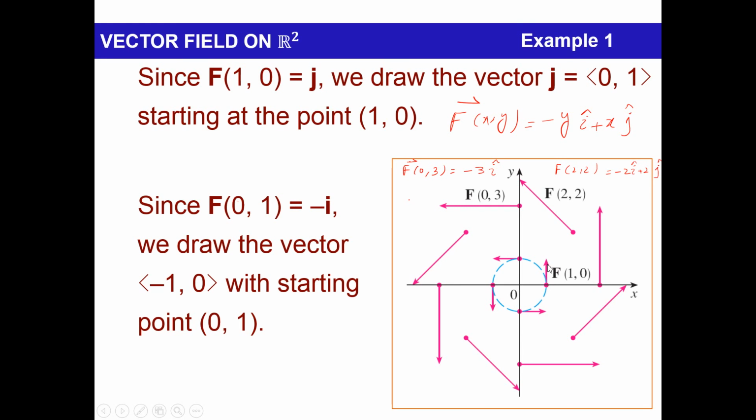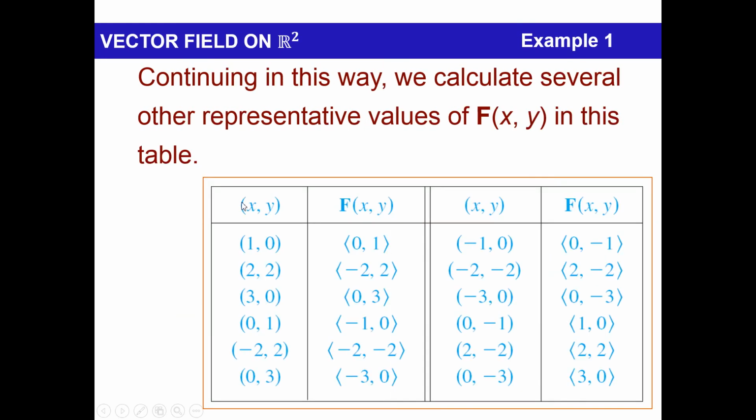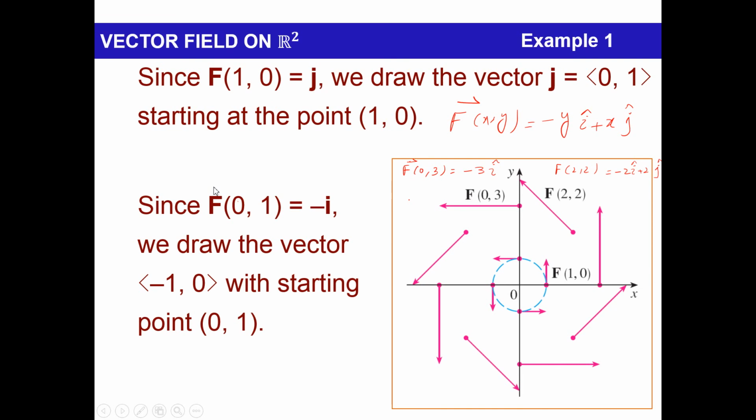Okay, next f(0, 1). If we have a point (0, 1), now point (0, 1) lies here, okay. First of all, find the value of the vector function at (0, 1). Now x is 0 and y is 1. x is 0 means this portion is 0, and y is 1 means we have minus i, okay. So f(0, 1) is minus i. So how to actually draw it?